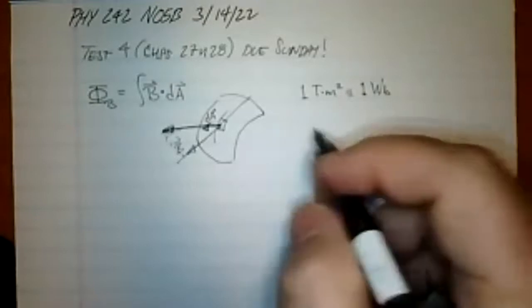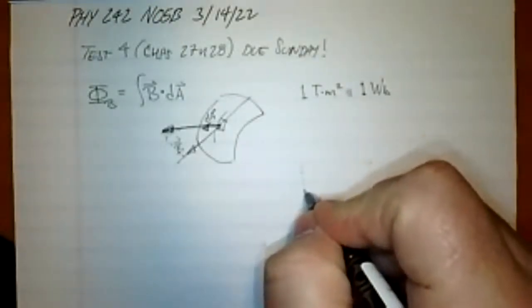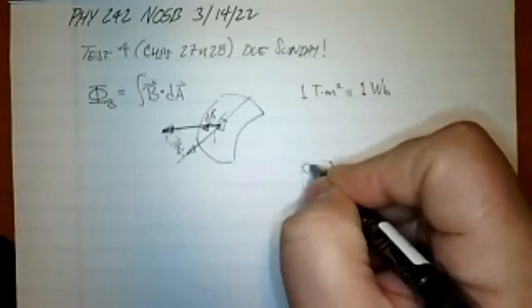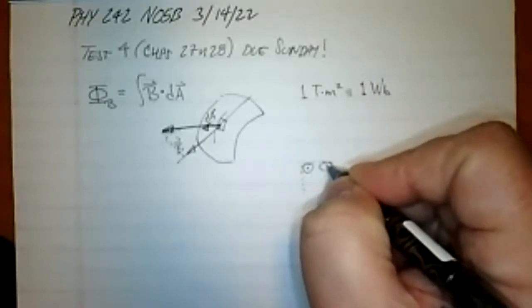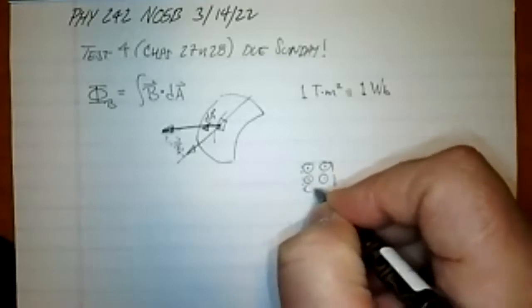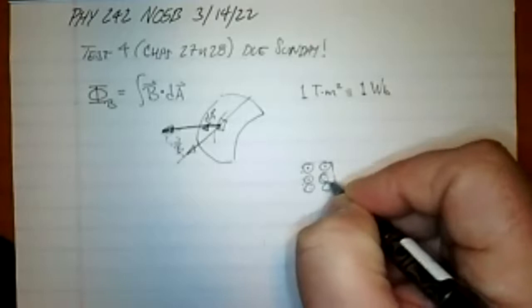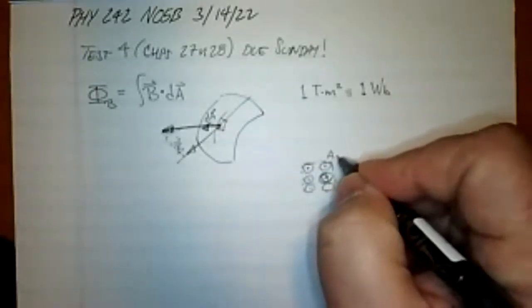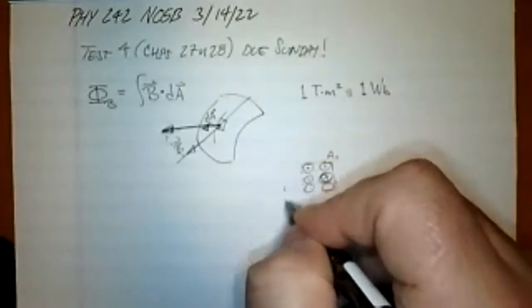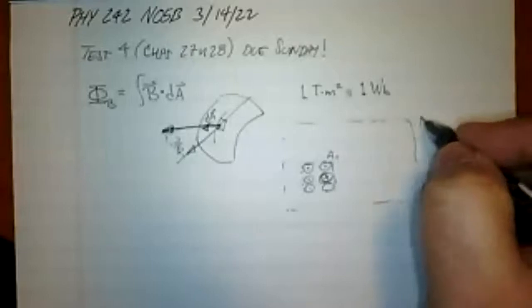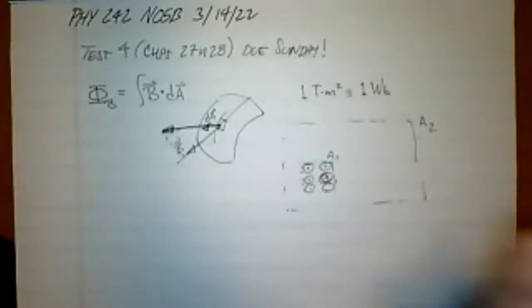So here's a neat thing. If you imagine a little area in space where there's a magnetic field that's uniform and pointing out of the page, and let's say this area right here is called A1, and this area right here is called A2, okay?